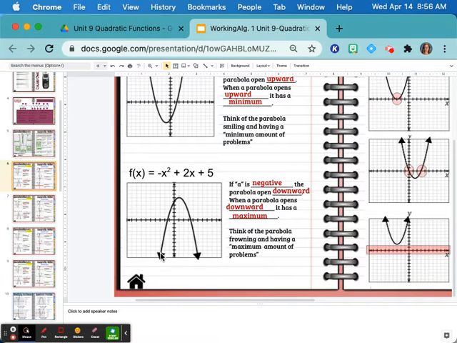And then if we have a parabola that opens downward, it is caused by the number in front of the x squared, the A, being negative. So it's opening downward. So the very top point, which is our vertex, is also our maximum.